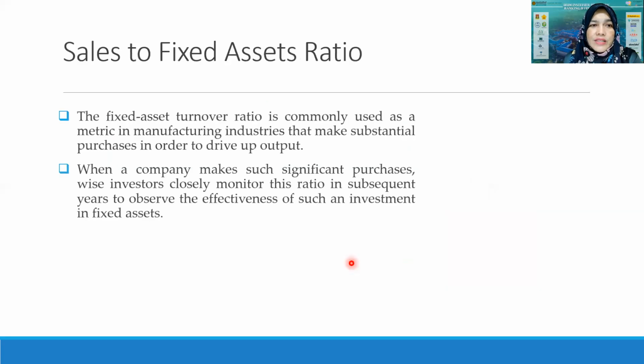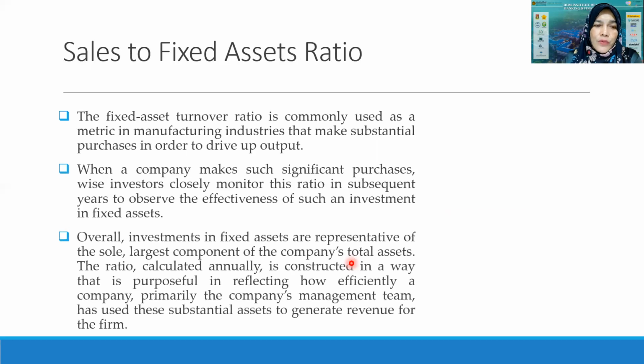Okay, so the first one, the sales to fixed asset ratio. This is also known as the fixed asset turnover ratio because this is measuring how many times the fixed assets can be utilized to generate sales.